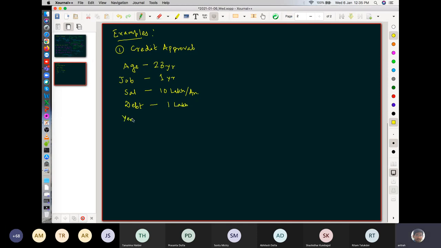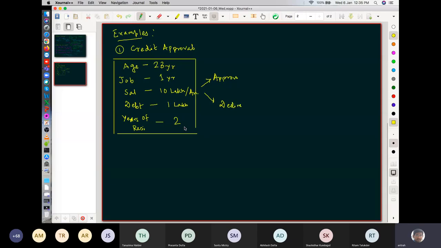So years of residence. Let's say he has 2 years of residence where he is. So these are the inputs, depending on which you need to classify whether you will approve him for a loan or credit, or you will decline. Now, try to see: is this problem an actual problem to learn?